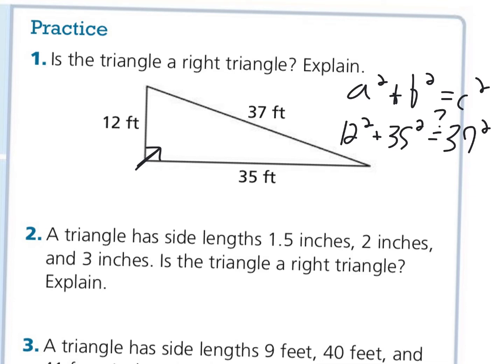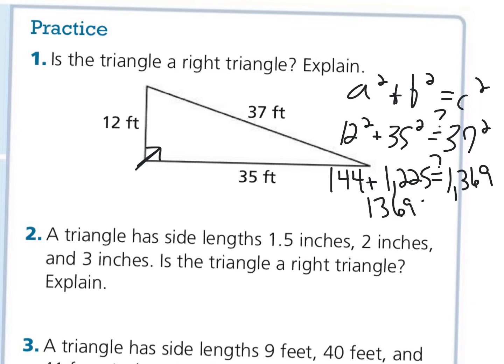And technically we're checking to see if this works. 12 squared is 144. 35 squared is 1,225. 37 squared is 1,369. And if you add those together, they are equal. So we could say yes, meaning yes, it is a right triangle.